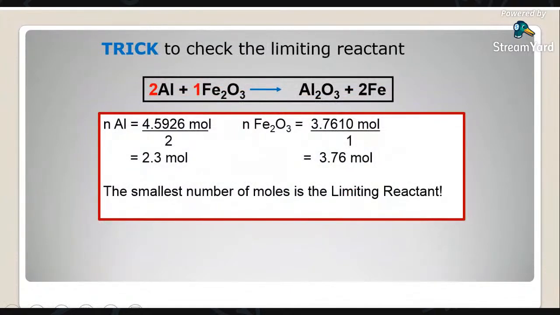Besides that, how can we make sure that our decision is correct? How can we make sure that our limiting reactant is correct? Because once we get the limiting reactant, the rest of the questions after that are based on the limiting reactant. So that's why it is very important to get the correct limiting reactant. So how to check whether we get the correct limiting reactant or not?